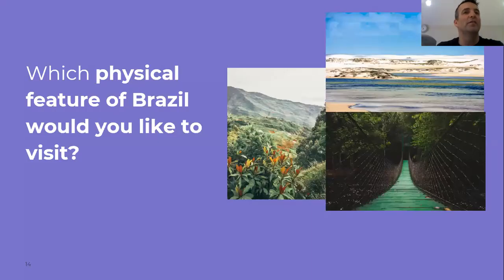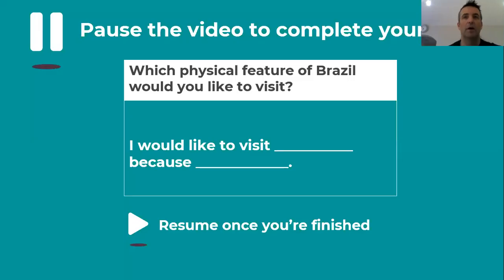So as for the different places that we've spoken about so far, which physical feature of Brazil would you like to visit? If you were going to Brazil, where would you choose to go? Maybe you'd really like to go to the beach and go swimming in the sea. Maybe you'd want to see the animals in the Amazon rainforest. Maybe you'd want to go to the Iguaçu Falls, the waterfalls. So, I'd like you to pause the video in a moment and write me a sentence about which physical feature of Brazil you would like to visit and why.